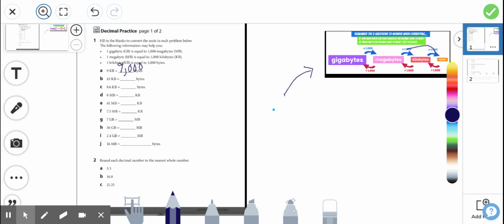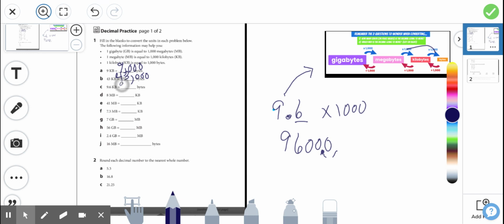The next problem is 43 kilobytes to bytes. So that would be 43 times 1,000, which gives you 43,000. Now we're going from kilobytes to bytes again. We have 9.6 times 1,000 gives you 9, 6, and 3 zeros. How many numbers are behind your decimal point? 1. We move our decimal point over 1, and our answer is 9,600.